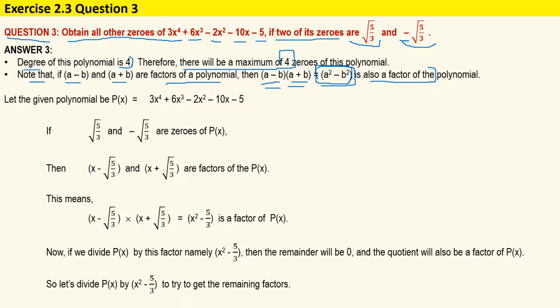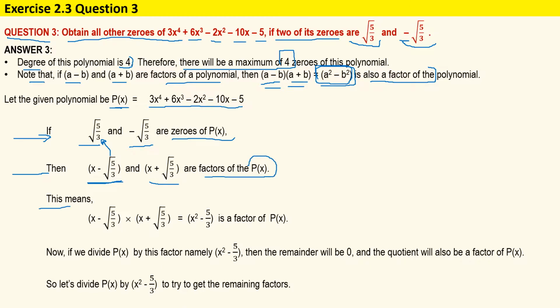So now let's start by writing our given polynomial as px, so that px is equal to 3x raised to power 4 plus 6x cube minus 2x square minus 10x minus 5. And if square root of 5 by 3 and minus square root of 5 by 3 are zeros of the polynomial px, then x minus square root of 5 by 3, and here we are getting square root of 5 by 3 from here because that is one of the zeros, we can say that x minus square root of 5 by 3 and x plus square root of 5 by 3 are factors of polynomial px.